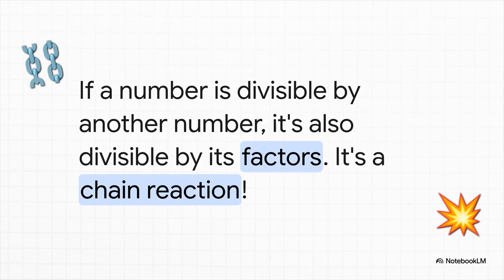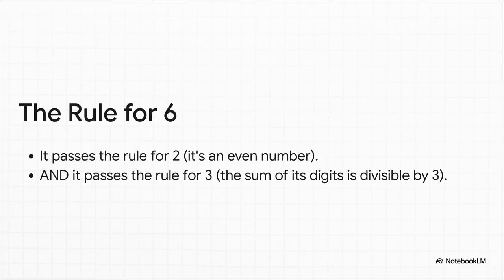And the rule is kind of like a chain reaction. If a number is divisible by, let's say, 6, it absolutely has to be divisible by the numbers that multiply to make 6. This brings us to the rule for 6. For a number to be divisible by 6, it has to pass a 2-part test. It's a combo. First, it has to pass the rule for 2, meaning it must be an even number. And second, it has to pass the rule for 3, meaning its digits add up to a multiple of 3. You got to check both boxes.